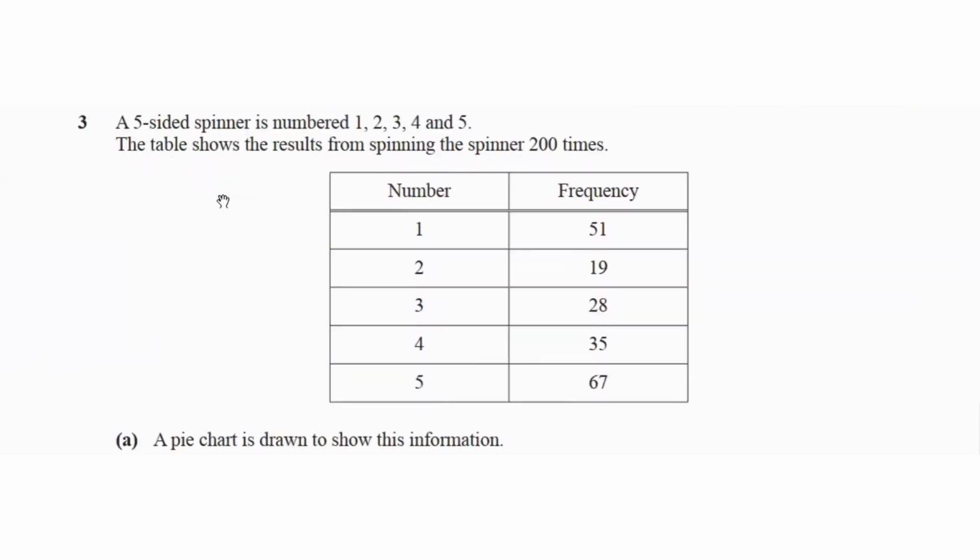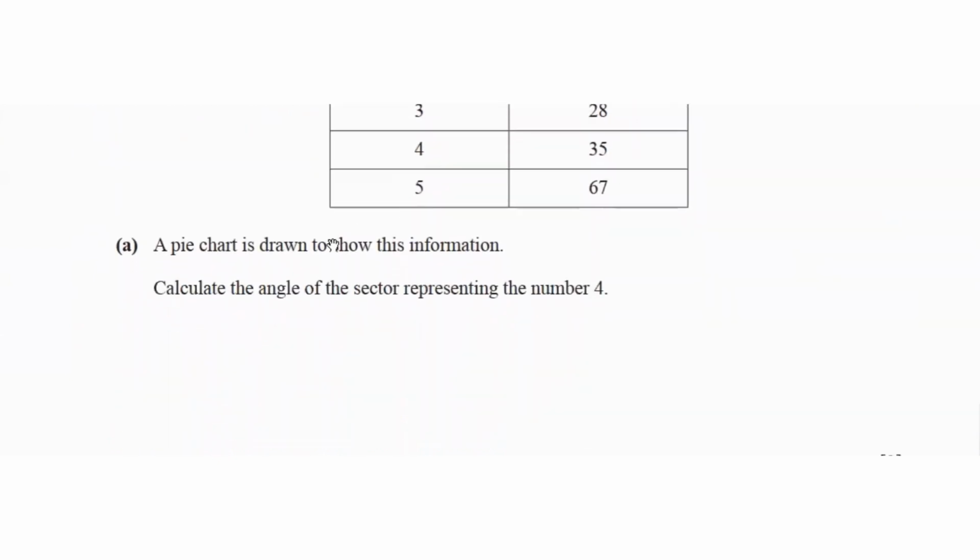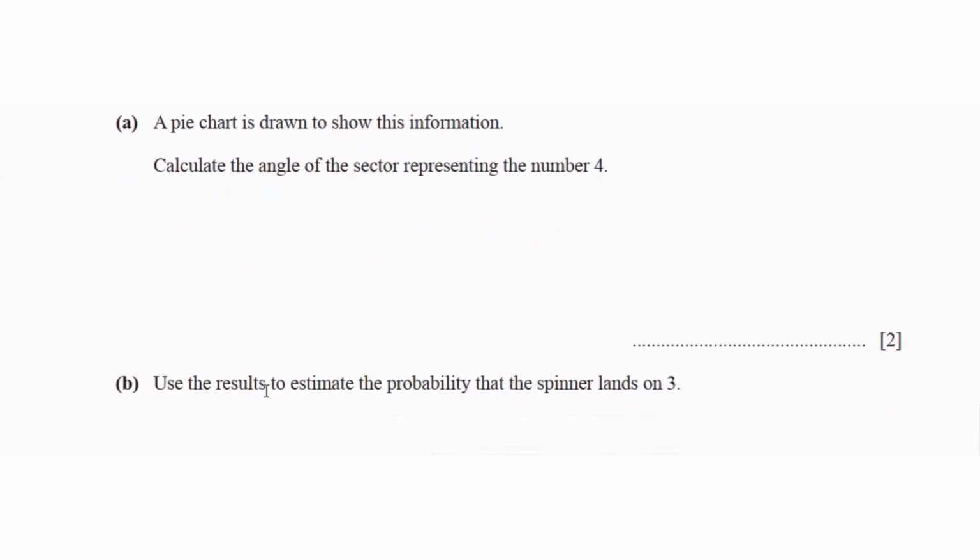Question 3 says a 5-sided spinner is numbered 1, 2, 3, 4, and 5. The table shows the results from spinning the spinner 200 times. A pie chart is drawn to show this information. Calculate the angle of the sector representing number 4.